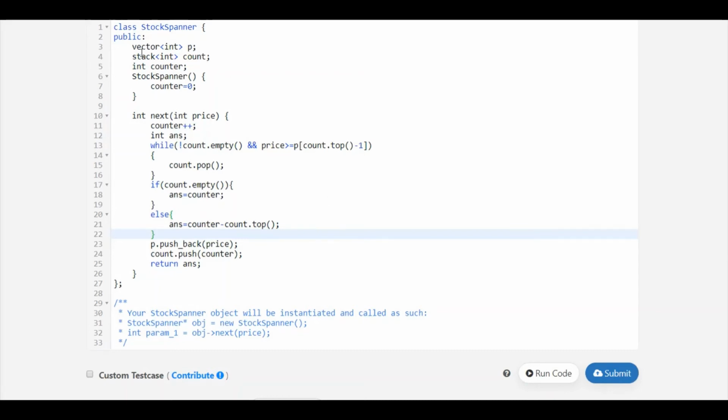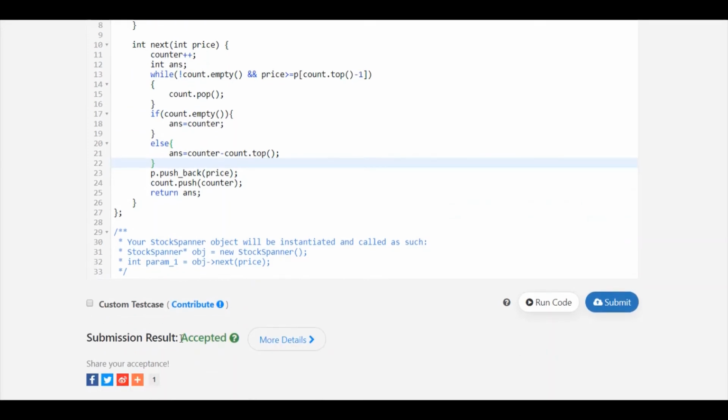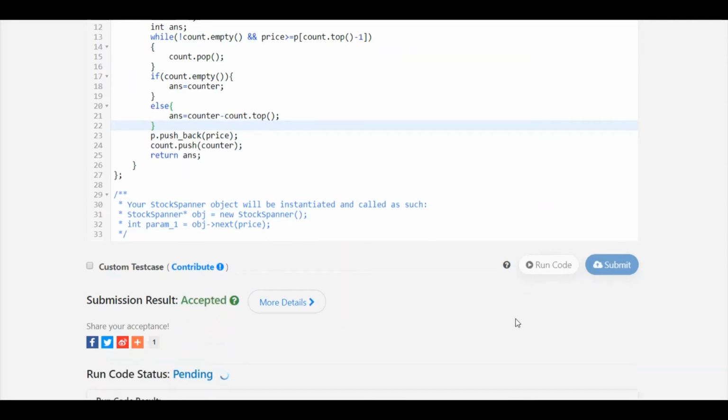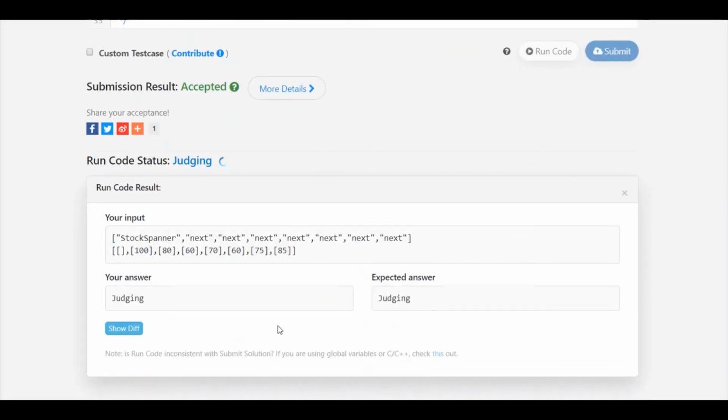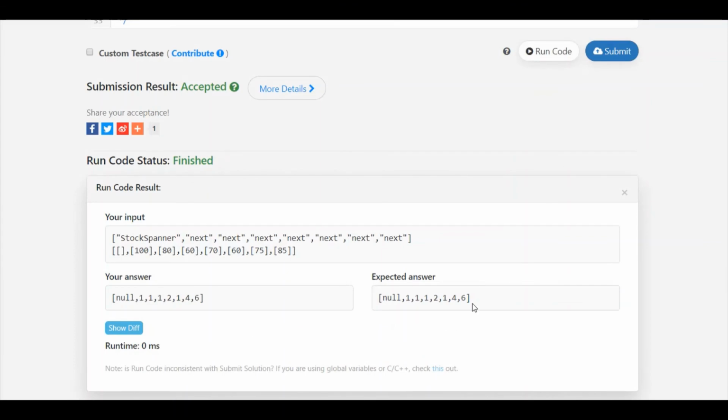So I hope you understood this question, and if you did, then do give us a thumbs up. We can see it is also accepted, and I can also run the code. So this is our answer.